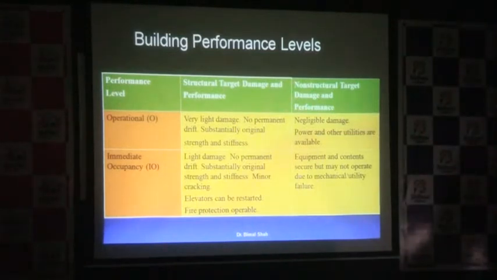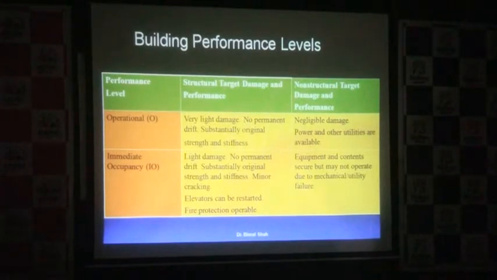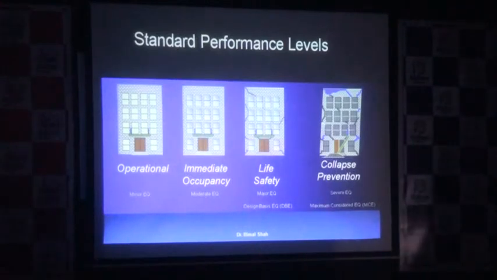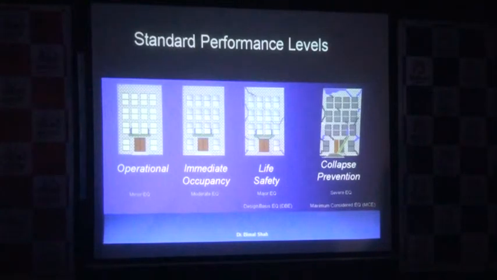And negligible damage to powers and other utilities. Likewise, immediate occupancy stage with light damages and so on and so forth. Life safety is having the structure with moderate damage and so on. And the collapse prevention stage is what we have. These are very clearly defined guidelines, from which we now have to select in what range of performance we want our building to be. Okay, and depending on that, we can have our standard performance levels which are said as operational, immediate occupancy, life safety and collapse prevention.